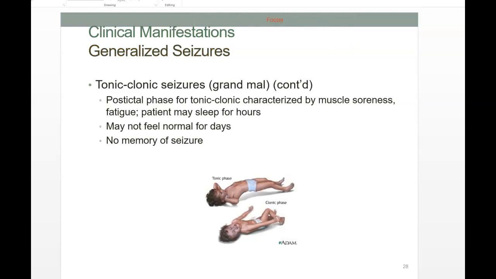Tonic-clonic seizures, again, grand mal. The postictal phase, which is the post-seizure phase, is characterized by muscle soreness. Obviously, if you're seeing them become very tight and then jerking, you're going to have muscle soreness, fatigue, and you may see the patient sleep for hours. They may not feel normal for days, and they do not have a memory of the seizure. As you can see in this picture, in the tonic phase, they become very tight, and in the clonic, the muscles are jerking.